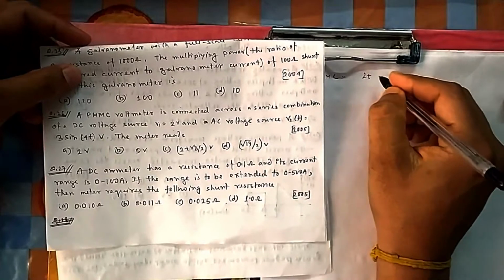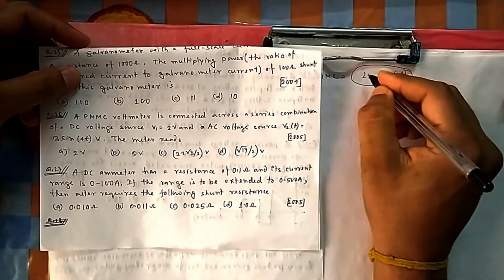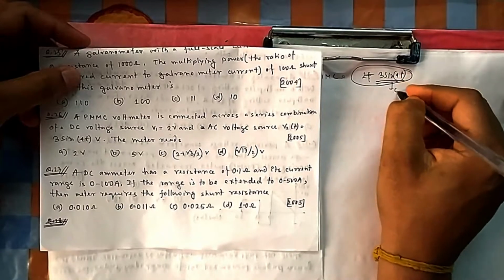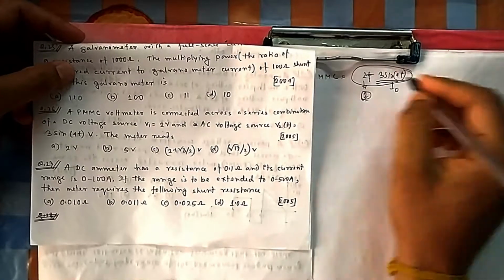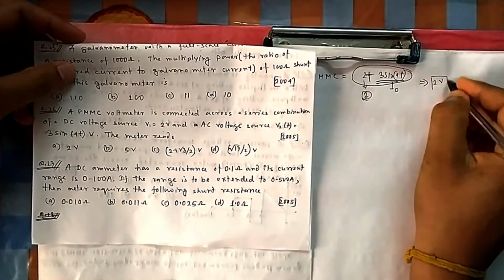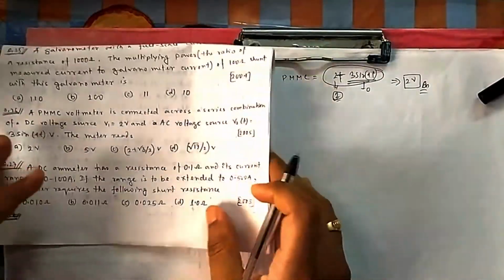2 volt plus 3 sine 40. It will take simple average. So the average of this is 0 and the average of this one is 2. So it will measure only 2 volt. What will be the average of this signal? That is 2 volt. So PMMC will measure only 2 volt. That is the average of this one, which is the DC value. It will simply take the average and it will give that.